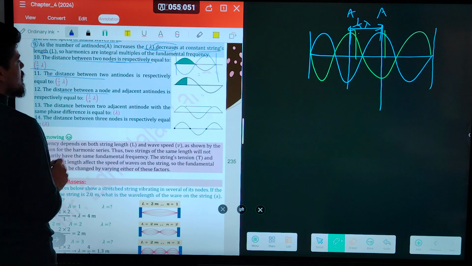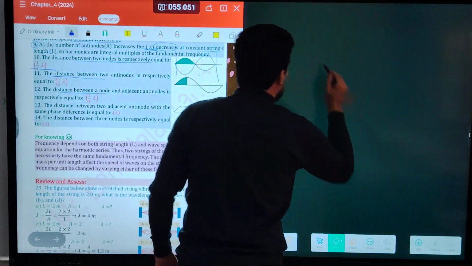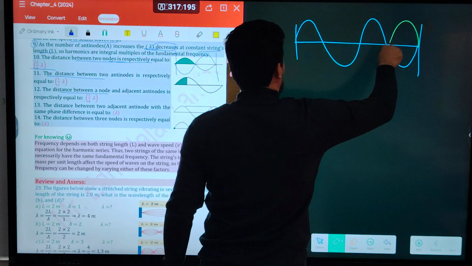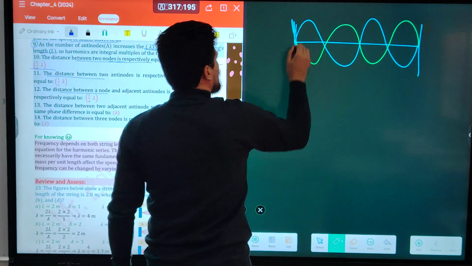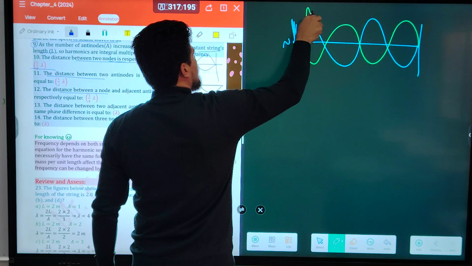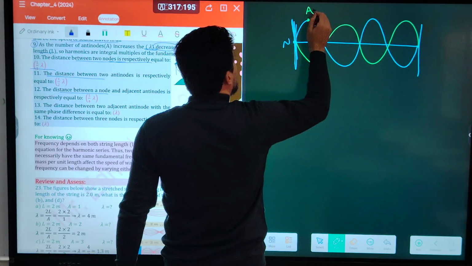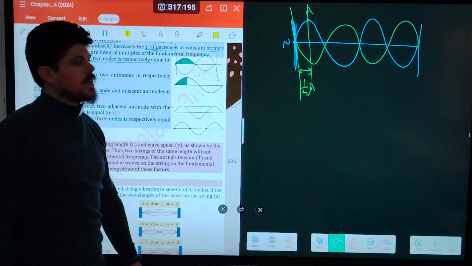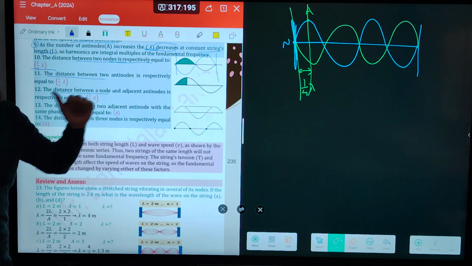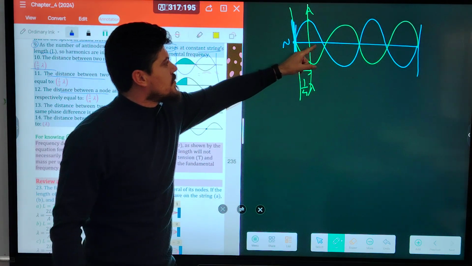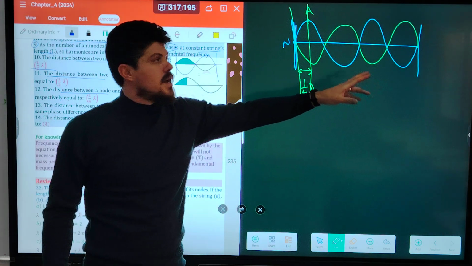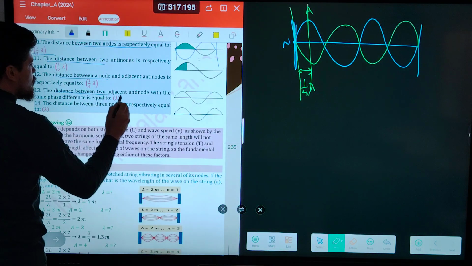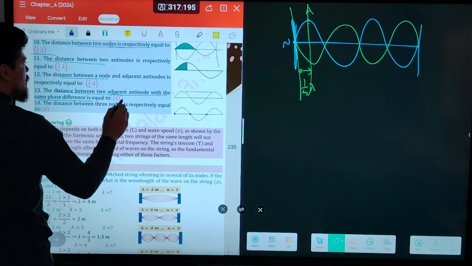The distance between a node and an adjacent antinode is equal to a quarter wavelength. Distance between node and antinode, respectively, is equal to what? Quarter wavelength. Distance between node and antinode, quarter wavelength. Distance between two nodes, half wavelength. Distance between two antinodes, also half wavelength. But distance between three antinodes is equal to one wavelength. Distance between two adjacent antinodes with the same phase difference, one wavelength.